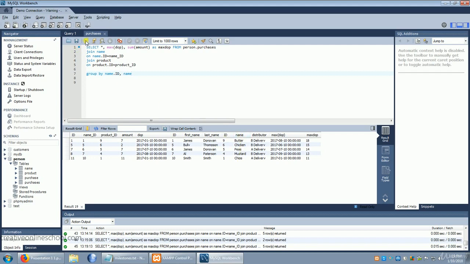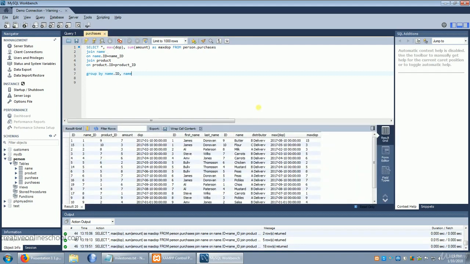Now when we run this, we'll see that we not only have the max data purchase for James Donovan, but we have two of them. That's because this is the max date when he bought flour, and this is the max date when he bought butter. And he's actually bought butter twice. That's why his max of butter is 15, but his amount is only 7, because one of the times he bought 7 and one of the times he bought 8. So this breaks it out even further.